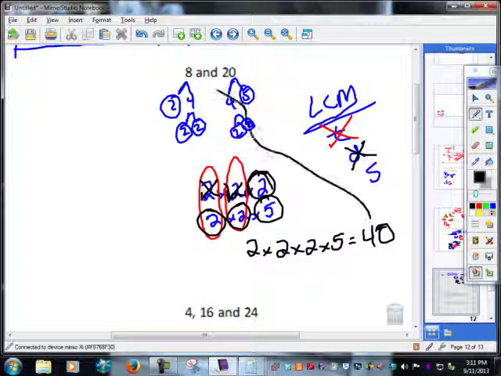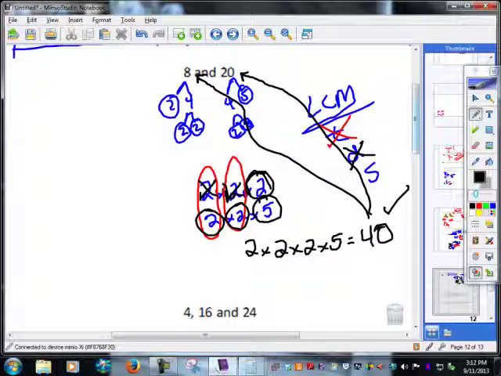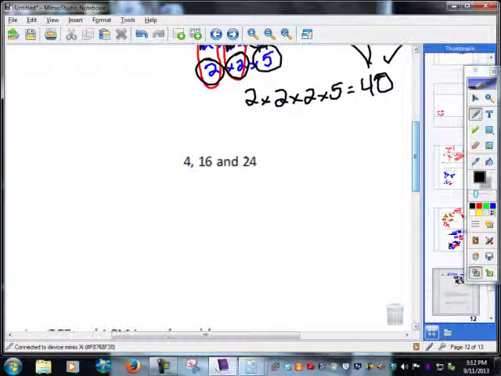Now ask yourself, is 40 a multiple of 8? Yes, it is. You can do 8 times 5 to get to 40. Is 40 a multiple of 20? Yeah, 20, 40, 60. Yeah, it's a multiple. That's just a little check. I feel like I got that one right. Okay? Okay, let's do the next one.